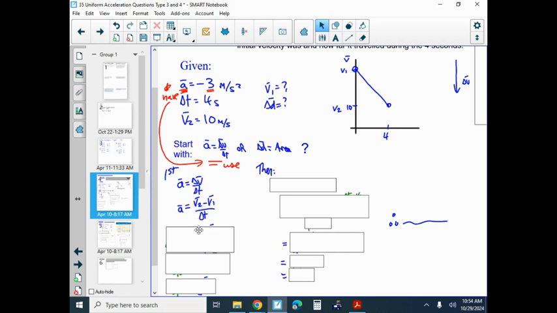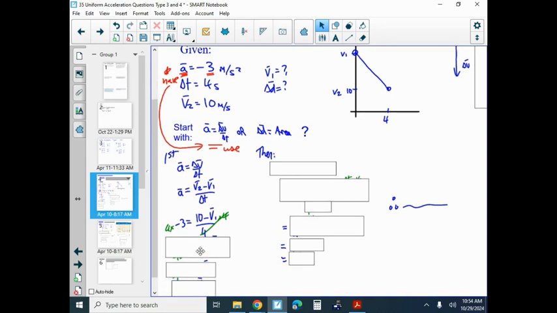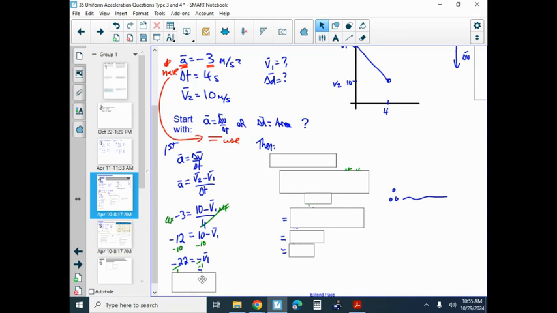So we put in your V2 minus V1, and we're going to be able to put in the acceleration, the V2, and the time. The only thing missing is going to be V1, and so we'll solve for it. Plug them in, multiply both sides, subtract 10 from both sides, and end up with negative V1 equals negative 22, sorry.